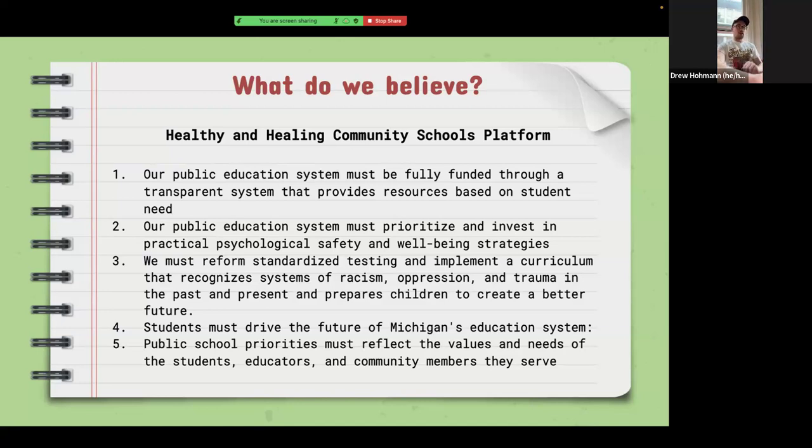The other one is students must drive the future of Michigan's education system. So we do a lot of youth organizing, and making sure that the students in our schools really have a voice in those schools is super important to us. And then the last thing is public school priorities must reflect the values and needs of students, educators, and community members like parents and caregivers. So that's why we have y'all on this Zoom tonight. That's why we do that youth organizing work. And that's why we work with the staff of schools. So we can make sure that our schools represent all of those folks, right? It's very important to us. All right, we can go to the next slide here.